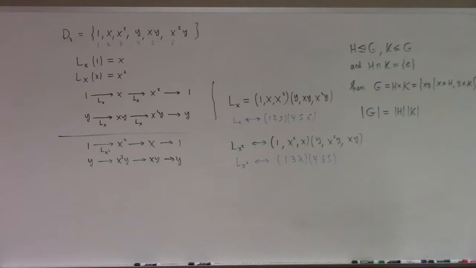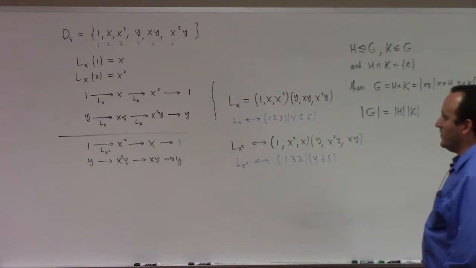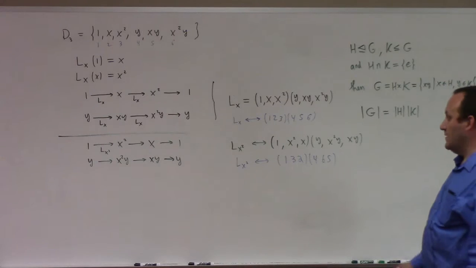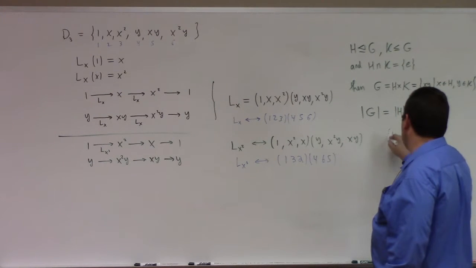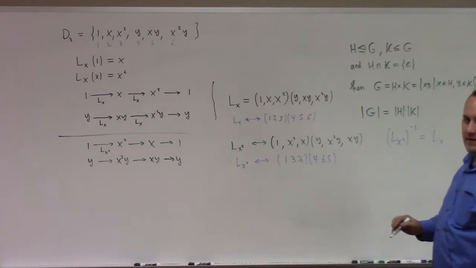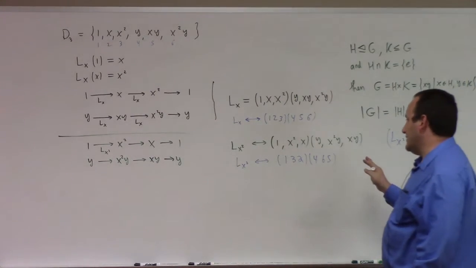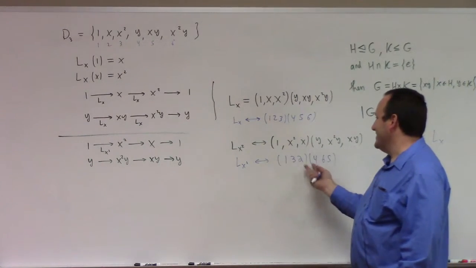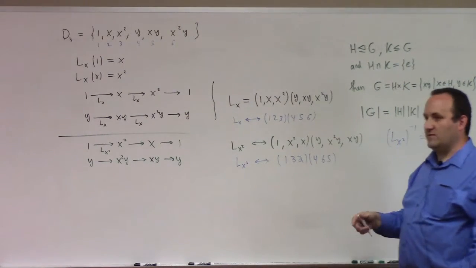And let's see here, what else do we have to figure out? Now, if I was smarter, I wouldn't have done that, because Lx squared inverse is Lx. And this is a faithful correspondence, so inverses go to inverses. So these are straight up inverses. I could have figured this out without doing the calculation like I just did.